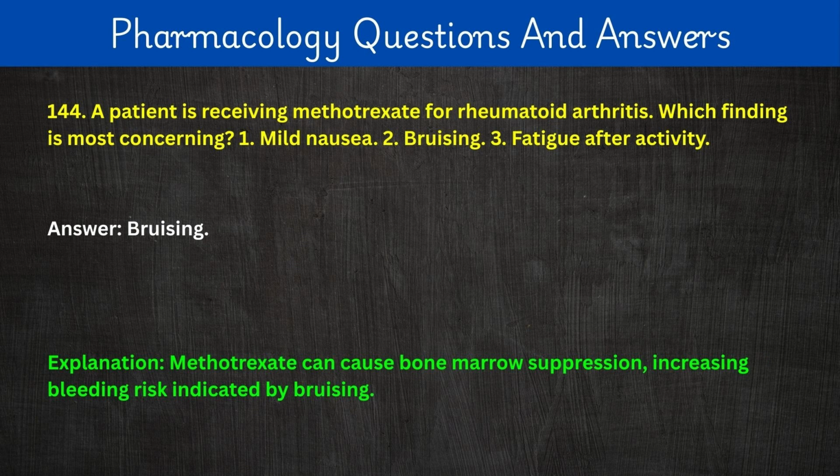144. A patient is receiving methotrexate for rheumatoid arthritis. Which finding is most concerning? 1. Mild nausea. 2. Bruising. 3. Fatigue after activity. Answer. Bruising. Explanation. Methotrexate can cause bone marrow suppression, increasing bleeding risk indicated by bruising.